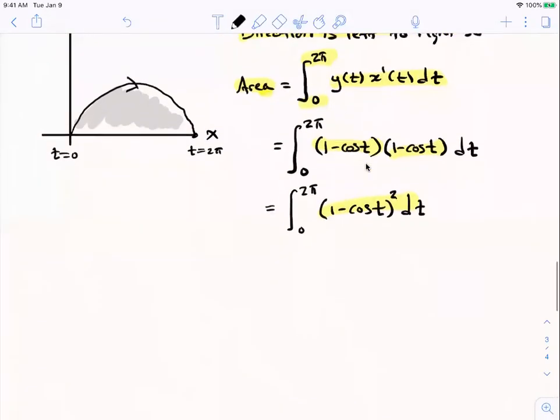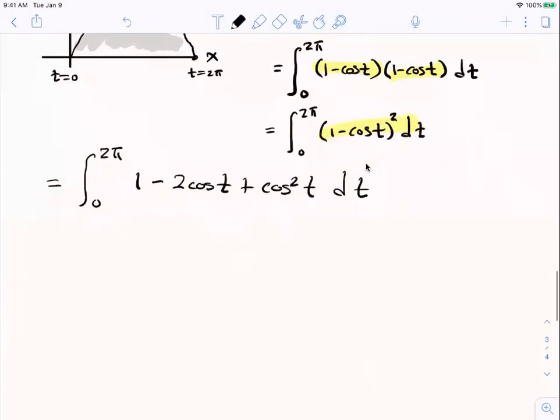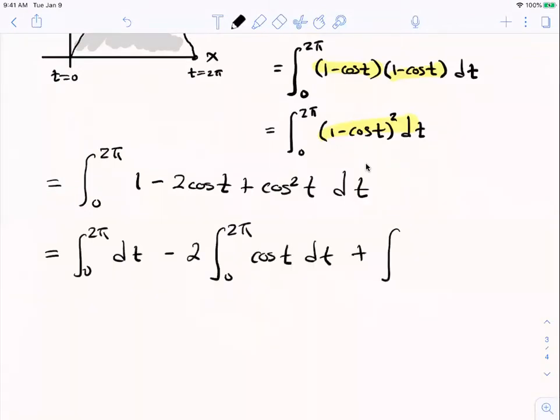All right, so how would you integrate this thing? I would personally bring it over here so we have some more room, and just expand out 1 minus cosine t squared. So we'd have a 1, we'd have a minus 2 cosine t, we'd have a plus cosine squared t, and then I would just do those three integrals separately. Integrate from 0 to 2 pi 1 dt, take away 2 times the integral from 0 to 2 pi of cosine t dt, and then add the integral from 0 to 2 pi of cosine squared t dt. All right, each one of those is handleable.